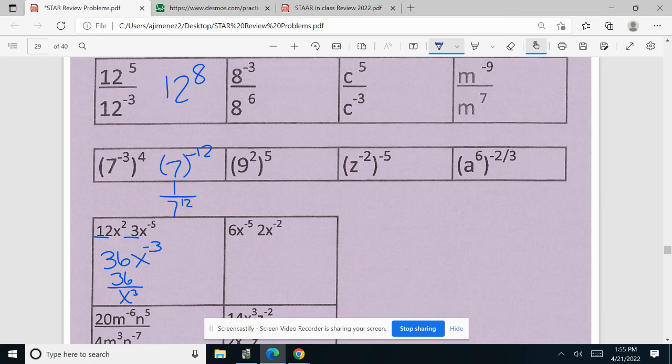Alright, so let's go over these. So we change it into a fraction because of the negative.